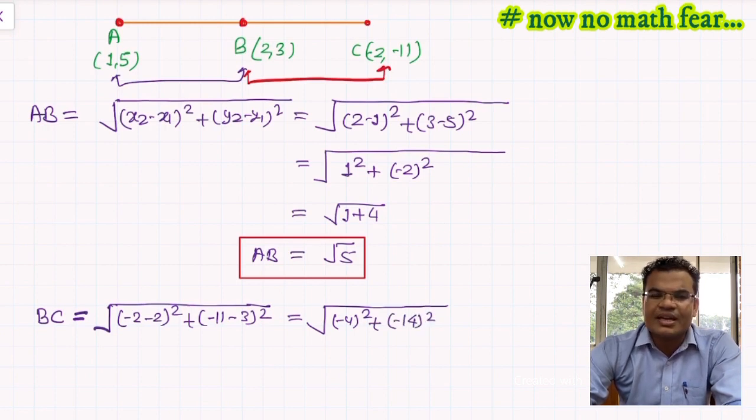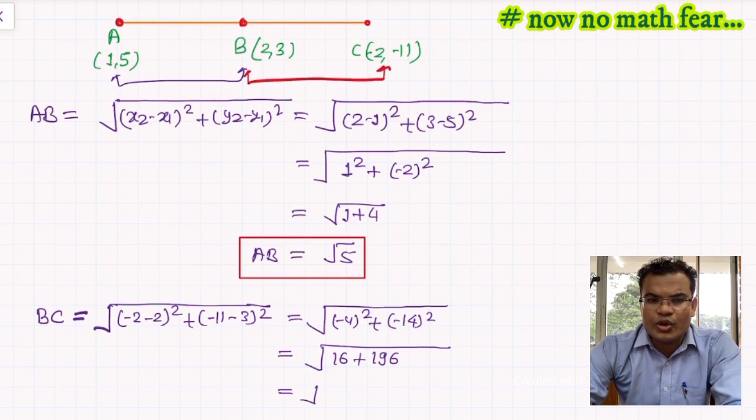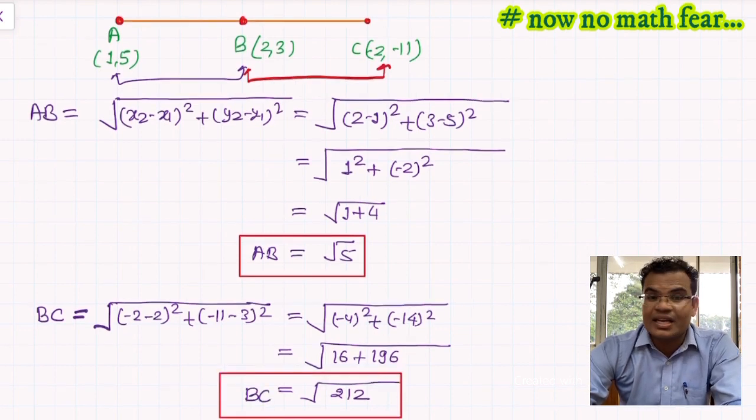And just open the bracket: minus 4 square is 16, and minus 14 square is 196. So I'll put here 196. When you are adding this, 16 plus 196, you will get 212. So the line segment BC, the second line segment, the length of BC is under root 212.